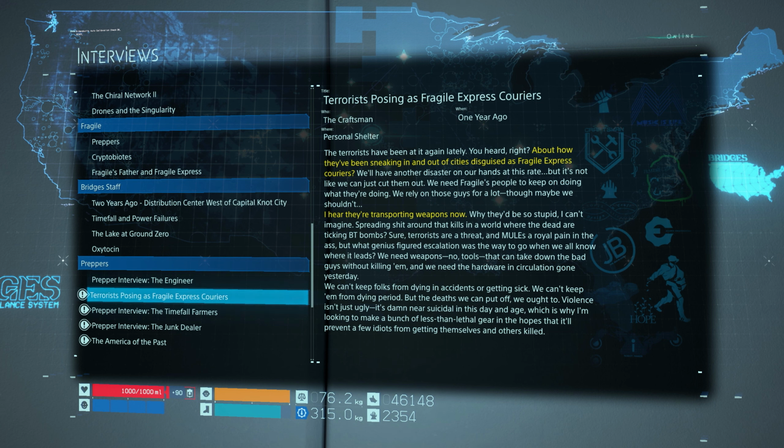We need weapons. No, tools. That can take down the bad guys without killing them. Which is why he invented the bowler gun. And we need the hardware in circulation gone yesterday.